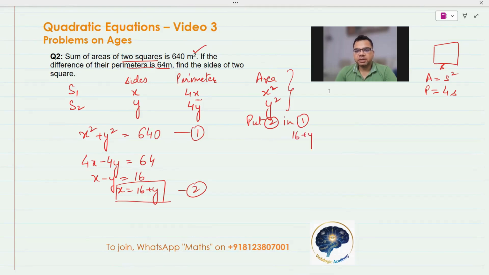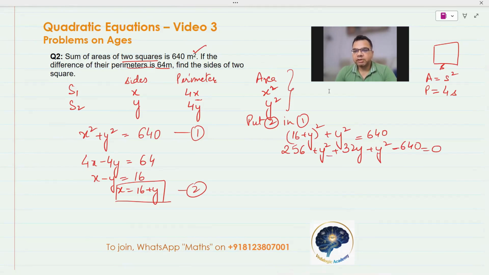It becomes 16 plus y square, sorry, 16 plus y, whole square, plus y square equals 640. And I'll bring 640 to the left hand side now, and I'll open the bracket as well. 16 square means 256 plus y square plus 32y plus y square equals 640. Sorry, not plus equal. This will be minus 640 equals 0. I hope this is clear till now.